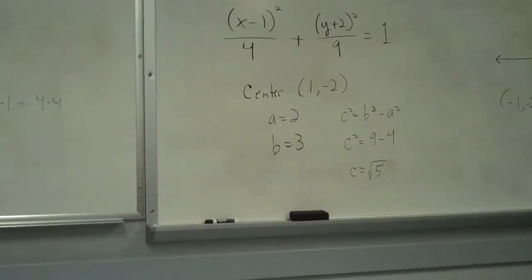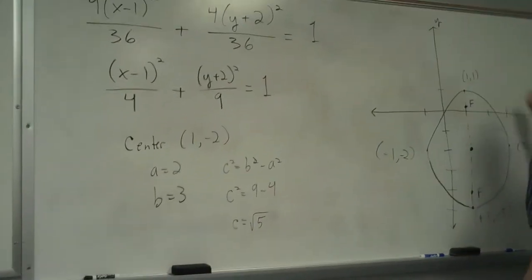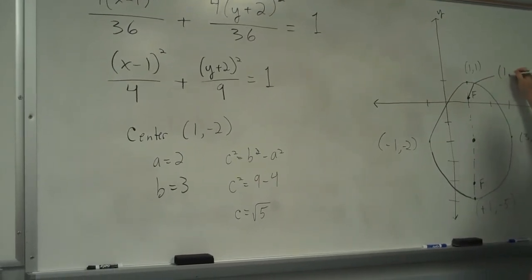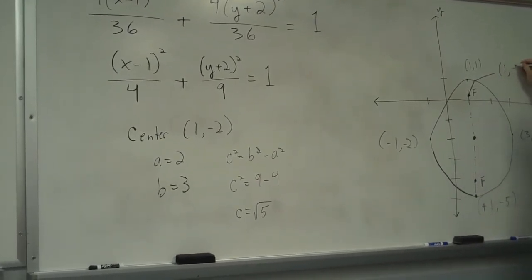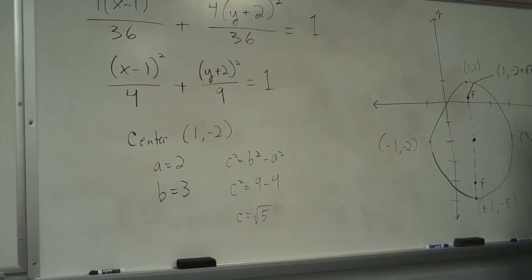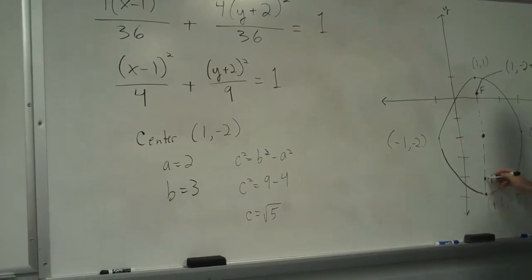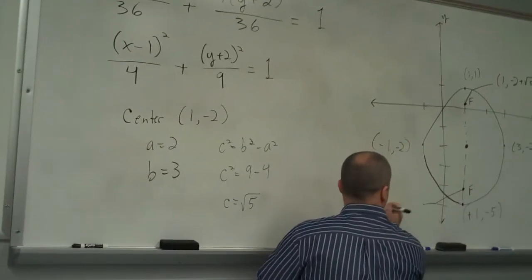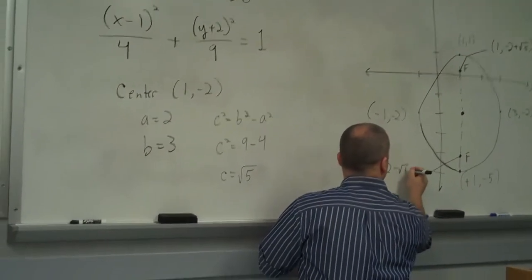Oh, I forgot to label my foci. And your axes. And my axes, thank you. This foci would be the point 1 comma negative 2 plus root 5. And this foci down here would be 1 comma negative 2 minus root 5.